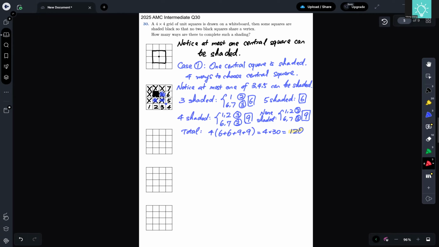Okay, case 2, let's move on, is that no central square is shaded. If no central square is shaded, then I'm going to put cross, cross, cross, cross. Now we're going to split into subcases. So firstly, our first case is if no corner is shaded.